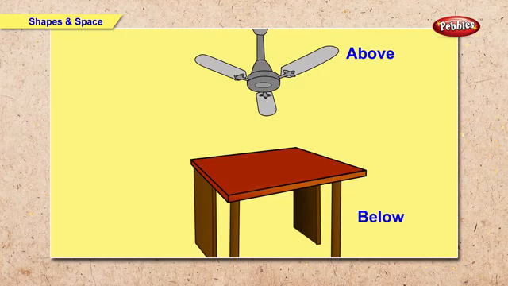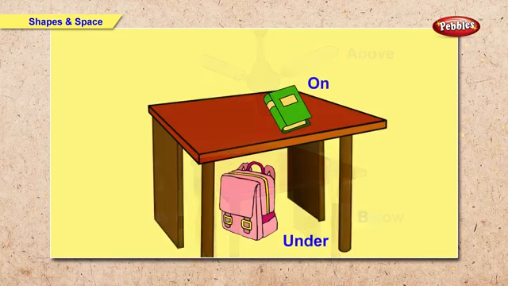Observe this picture carefully. The table is below the fan. The fan is above the table. The book is on the table. The bag is under the table.